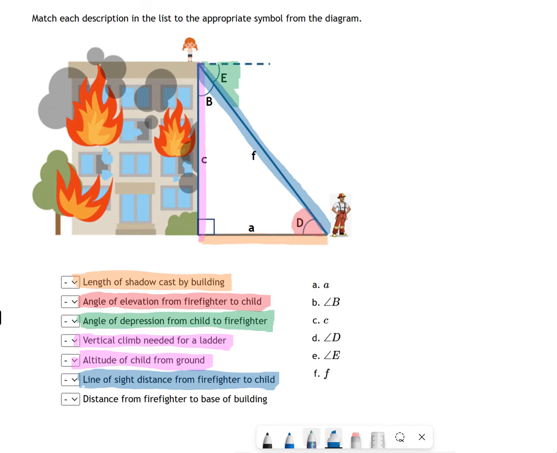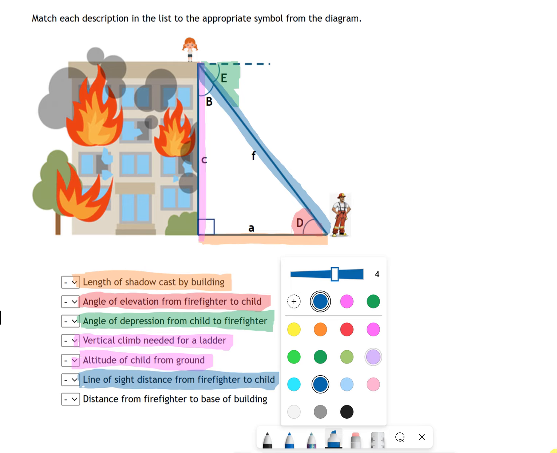And then the last one, distance from the firefighter to the base of the building. Okay, this last one right here. Well, that's literally the distance along the ground. So it's similar to the length of the shadow. It's just another way of saying that.